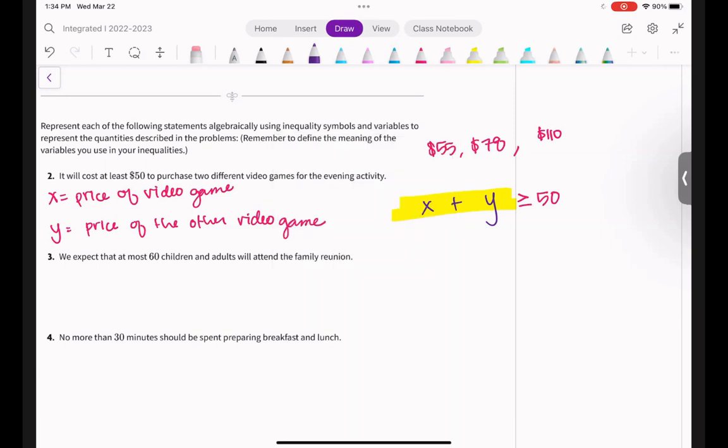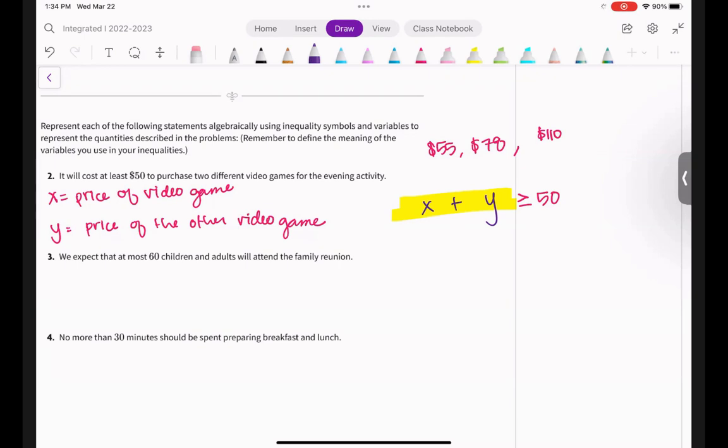May I give my reasoning? Sure. X and y are the variables that we use to represent the video games, right? So I use x for video game 1 and y for video game 2. That's how I thought of it. And then it has to be greater than or equal to 50 because that's what it states, at least 50. And then we're adding because we are buying 2 games.